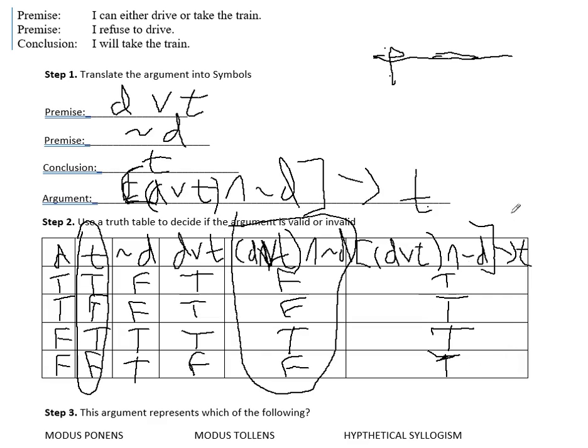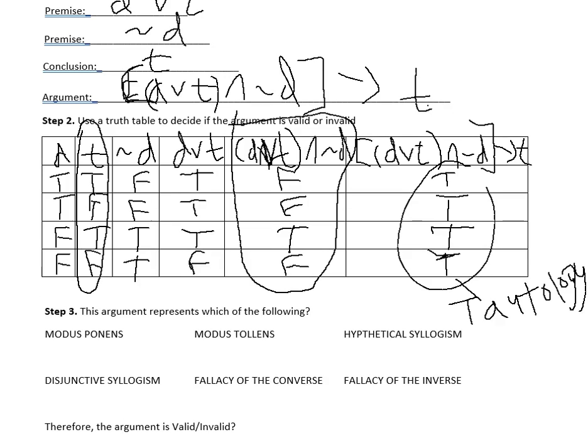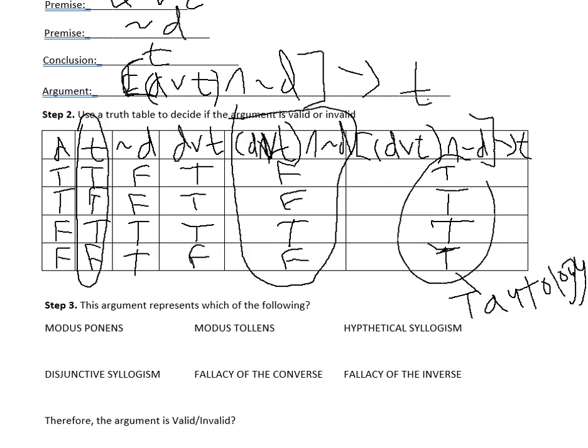Okay, so the truth values of the argument are true for all cases. When you get all true, this is called a tautology. That means that the argument is valid. If you get a tautology, then you know the argument is valid. That means that the conclusion does follow from those premises being true.